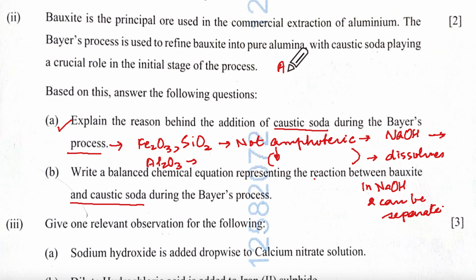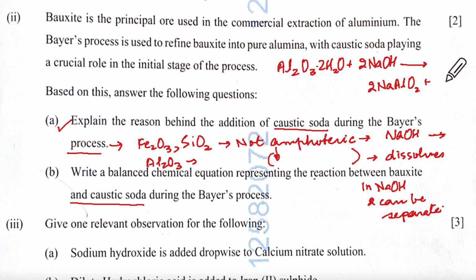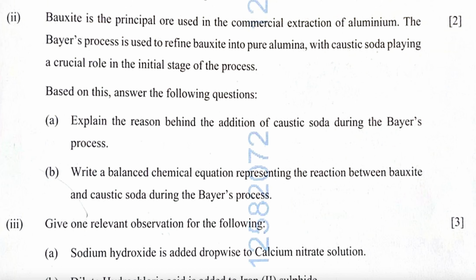Give balanced chemical equation representing the reaction between bauxite and caustic soda. You remember your first reaction, Al2O3·2H2O plus 2NaOH. What is the temperature? 150 to 200, and it will give us 2NaAlO2, correct, plus 3H2O. So write the conditions, everything properly, and that is your answer B.